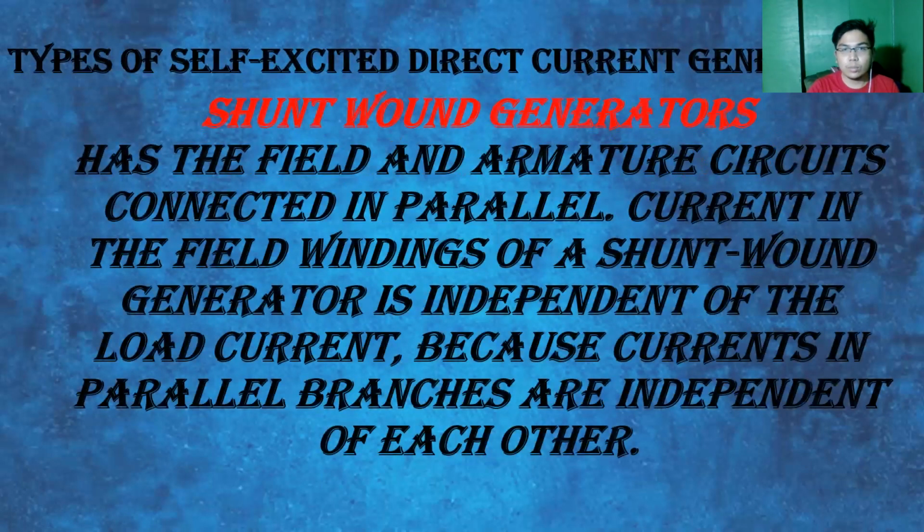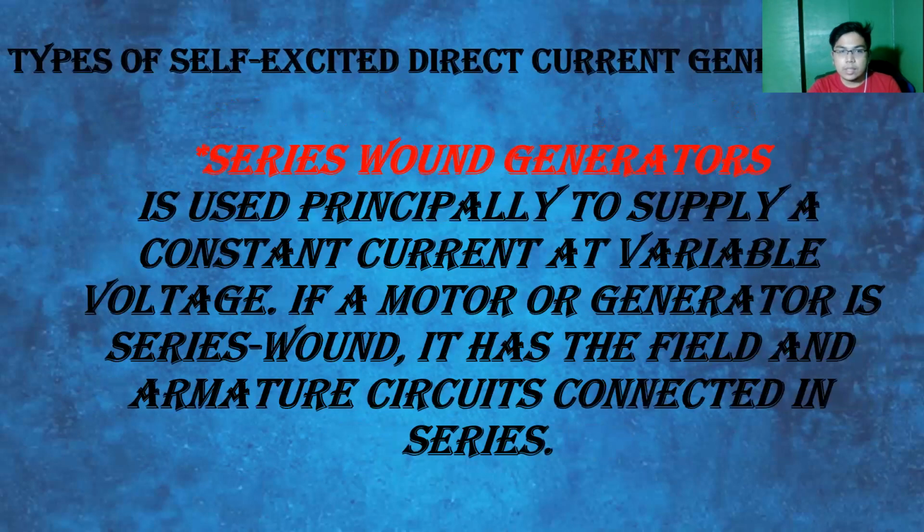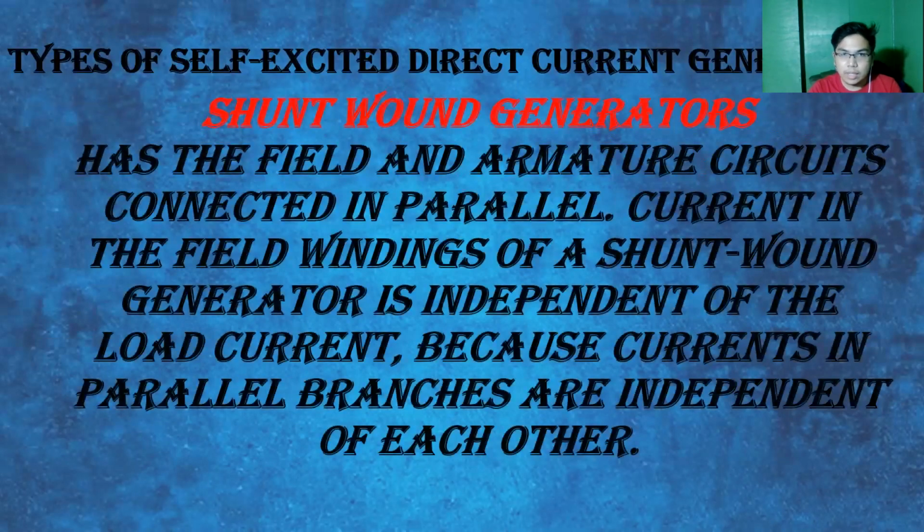Next is the shunt wound generators. The field and armature circuits are connected in parallel. Current in the field windings in shunt wound generators is independent of the load current because the currents in parallel branches are independent from each other. So kung yung nauna is connected in series, ito naman connected in parallel, at dahil connected siya by parallel ay mas independent siya dun sa load current, gagana siya sometimes kahit wala yung load current.